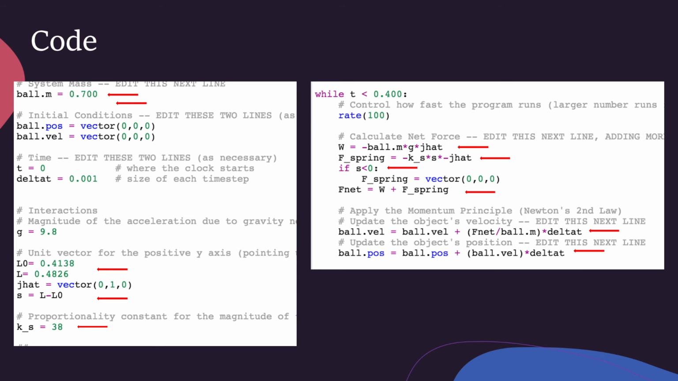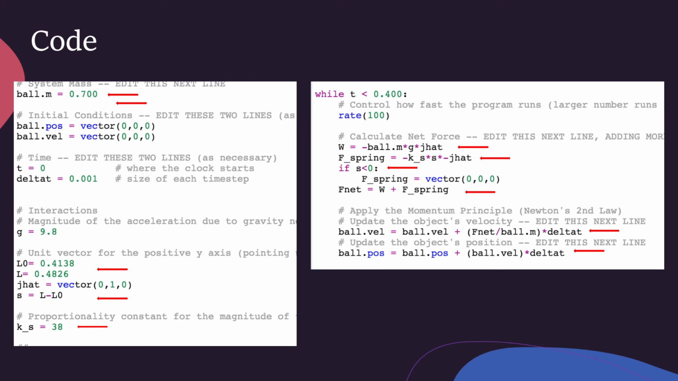I first input my initial conditions, such as the mass of the umbrella and the initial position and velocity of 0. I made sure to define the gravity constant, resting shoelace length, or L naught, stretched shoelace length, or L, and S, the difference between them. Now I defined Ks here as 38 through trial and error of running the code and comparing the final y position of the computational model to the experimental model of 0.489 meters downwards.